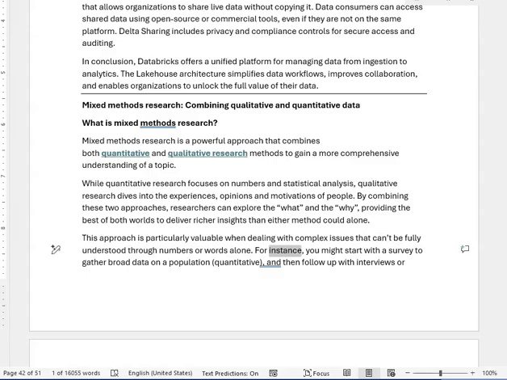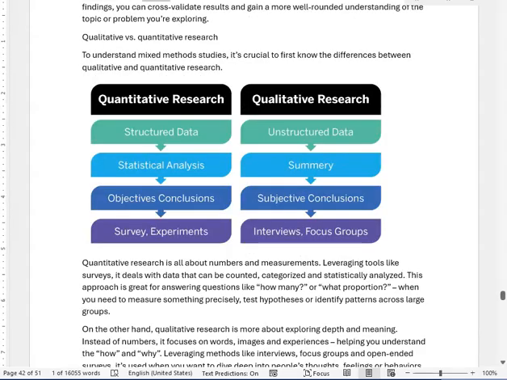For instance, you might start with a survey to gather broad data on a population, quantitative, and then follow up with interviews or focus groups to explore deeper meanings and nuances, qualitative. By integrating these findings, you can cross-validate results and gain a more well-rounded understanding of the topic or problem you're exploring.